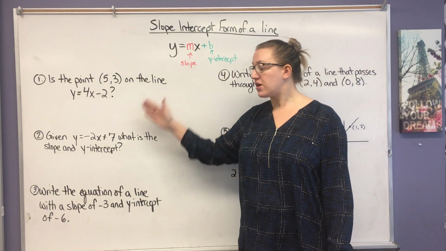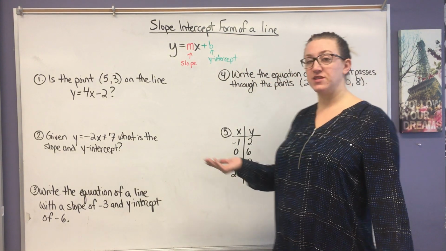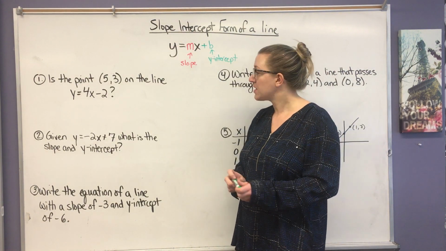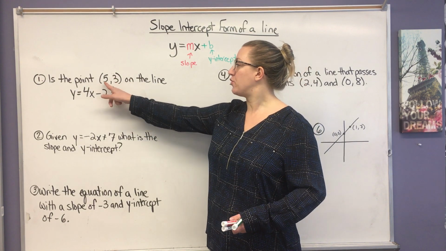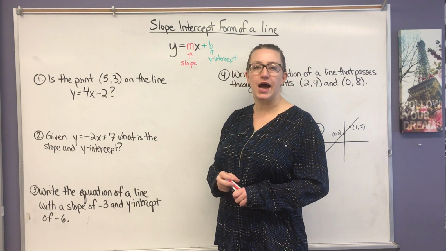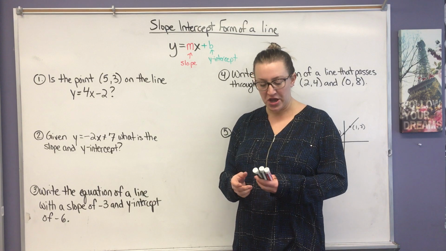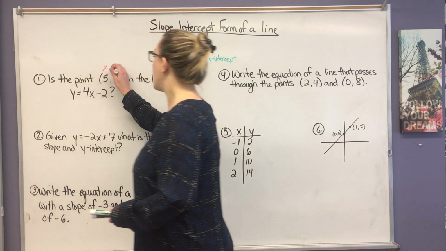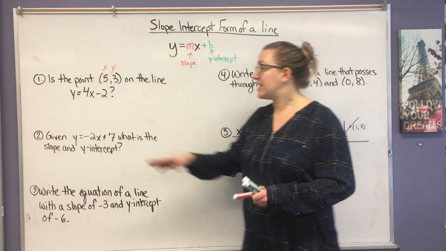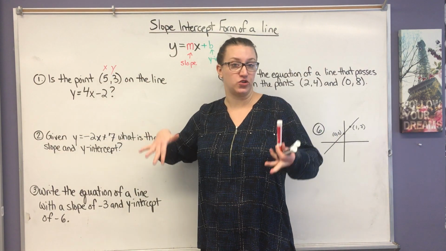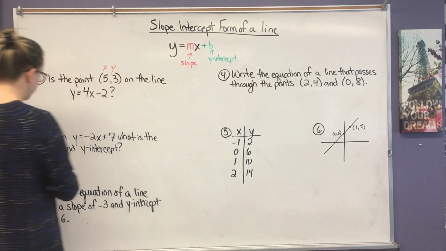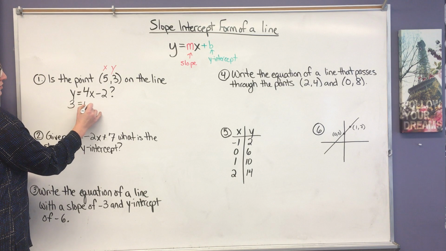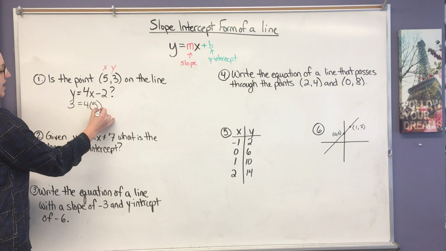Okay, so here are a couple of questions that we're going to be answering that could be asked when it comes to the slope-intercept form of a line. The first one is: is the point (5, 3) on the line y equals 4x minus 2? We all know that a point is of the form (x, y). So we have an equation that has a y and an x, so we're just going to plug in.